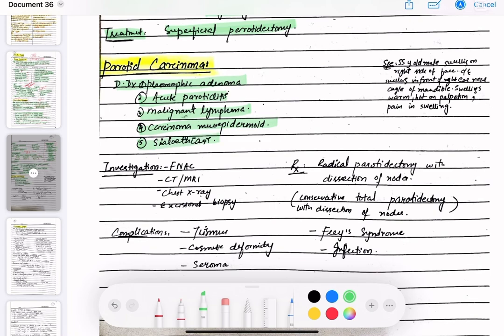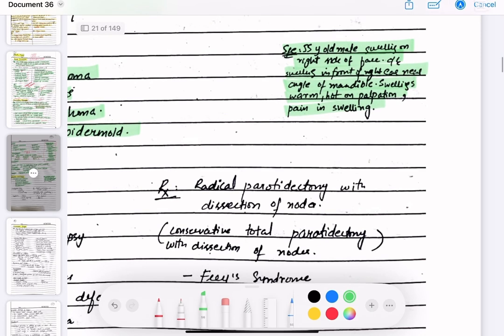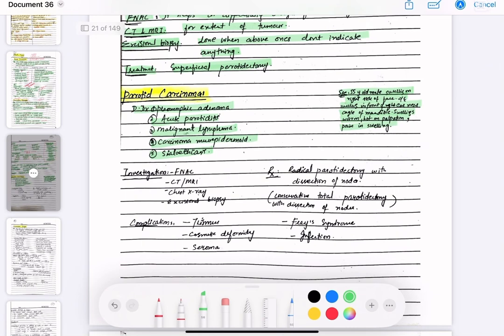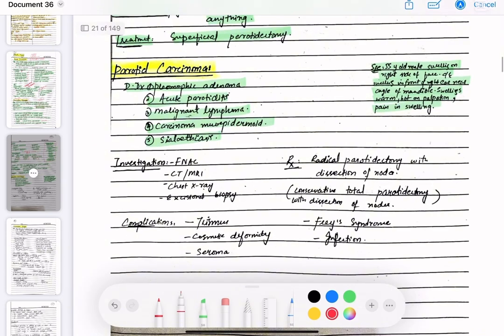For this case, we have a scenario of a 55-year-old male with swelling on the right side of the face. On examination, there is swelling in front of the right ear near the angle of the mandible, the swelling is warm and hot on palpation, and pain in the swelling is present. In this case, we can see there is a history of increased age, and carcinoma is more common in increased age.